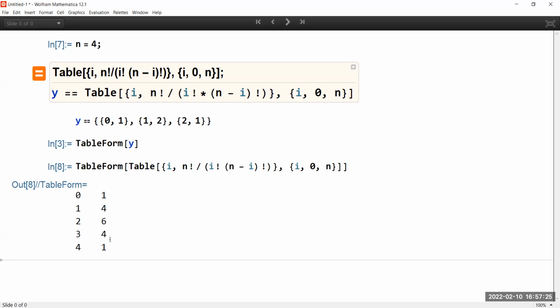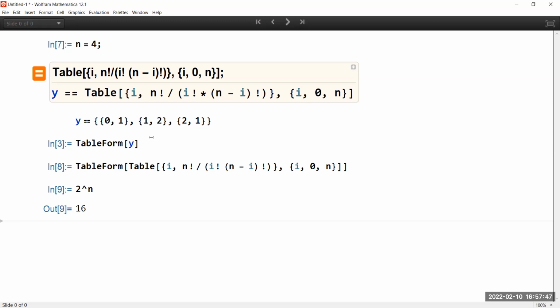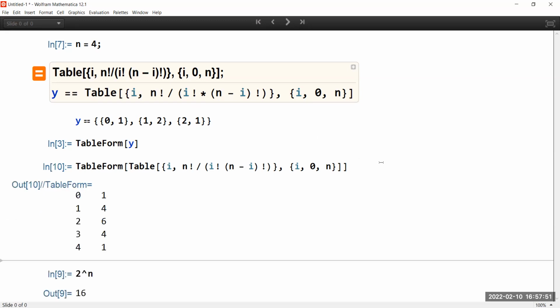If you add these numbers, do they add up to 16? 4 and 4, that's 8, and 6 makes 14, and 2 more makes 16, yes. As a matter of fact, I can also compute 2 to the power n. That's exactly what that value is, 2 to the power n, which is 16. So that's what these values are.